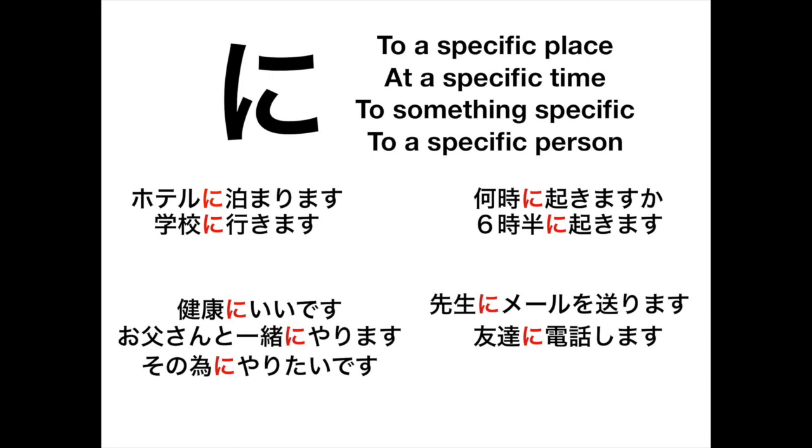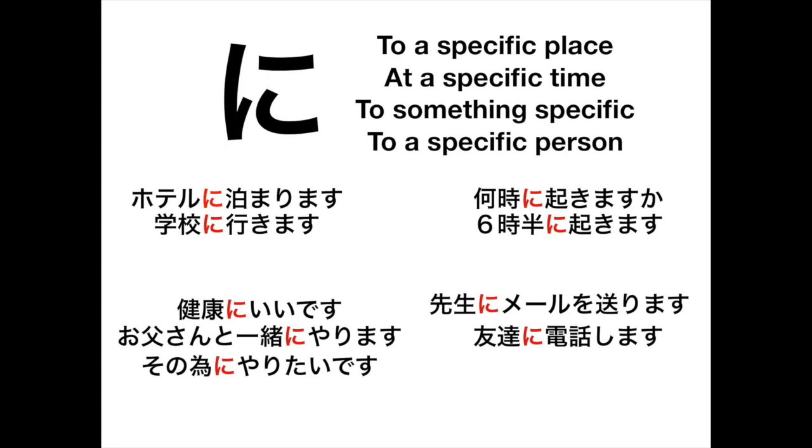So the specific place is the hoteru, which is the hotel, and then 泊まります is to sleep over. So I sleep over at the hotel, which is specific. Okay? And then specific place, so 学校に行きます is I'm going to school. And school is a specific place that I'm going to, so I say に.